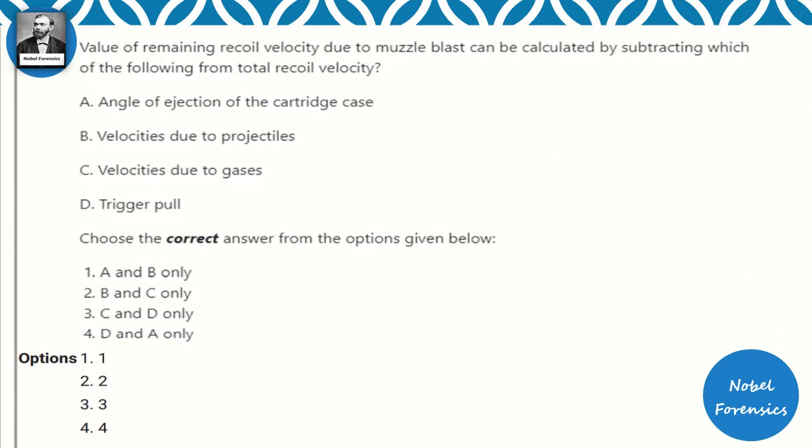Then coming to the 61, the value of remaining recoil velocity due to muzzle blast can be calculated by subtracting which of the following from total recoil velocity. Here again you observe, to get the velocity due to muzzle blast, what should be subtracted from the total recoil velocity? Total recoil velocity includes velocity of muzzle blast, velocity of projectiles, velocity of gases. They are asking just about muzzle blast. So to get that muzzle blast velocity, we need to subtract the velocities due to projectiles and also the velocities due to the gases. Then we get just the muzzle blast velocity. B and C are only. So option 2 is correct.